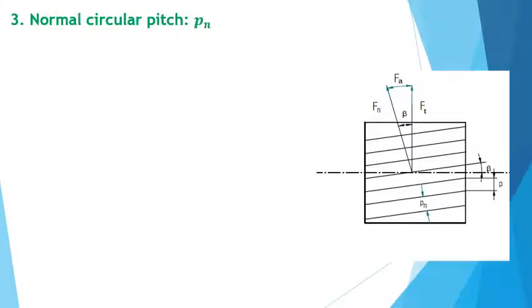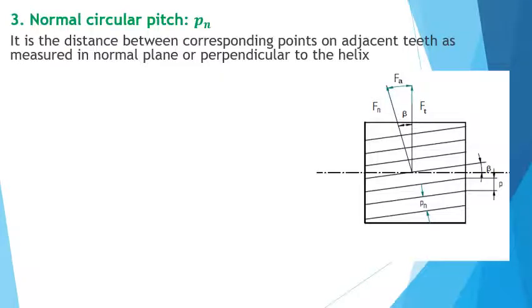Next is the normal pitch or normal circular pitch indicated by p suffix n. It is nothing but the distance between the corresponding points on adjacent teeth as measured in a plane which is normal or perpendicular to the helix. So in this particular case, we measure the distance between the points perpendicular to the helix in that particular plane. So that is called as normal pitch.